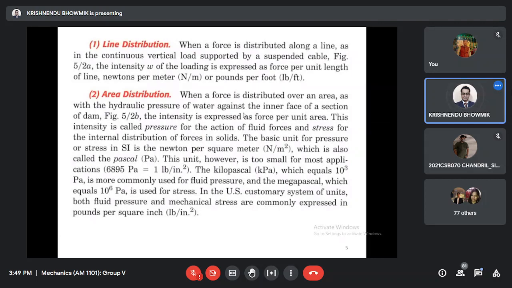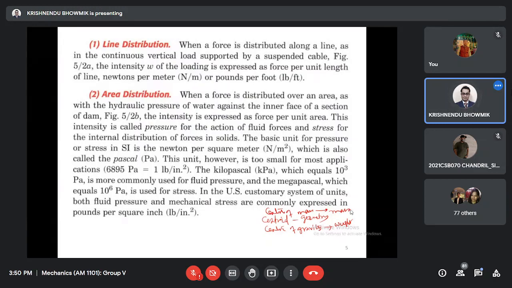Okay. Now, as I told, the centroid is a function of geometry. Center of gravity is related to the weight. Center of mass is related to its mass distribution.